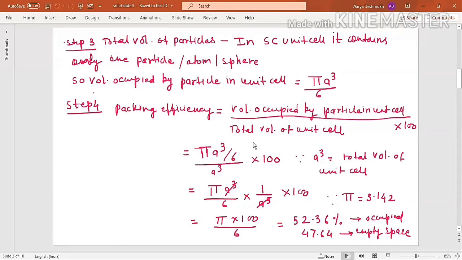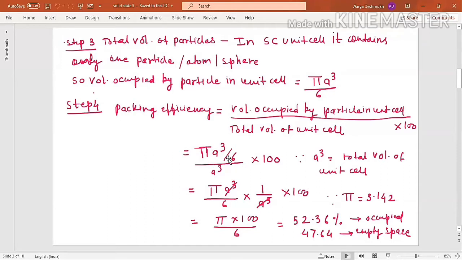So you just have to be very cautious about this. You don't misunderstand this. What is the total volume of the unit cell? This is nothing but length into breadth into height, that is denoted by a cube into 100. So a cube is nothing but the total volume of the unit cell. So when you further simplify, pi a cube upon 6 into 1 upon a cube.